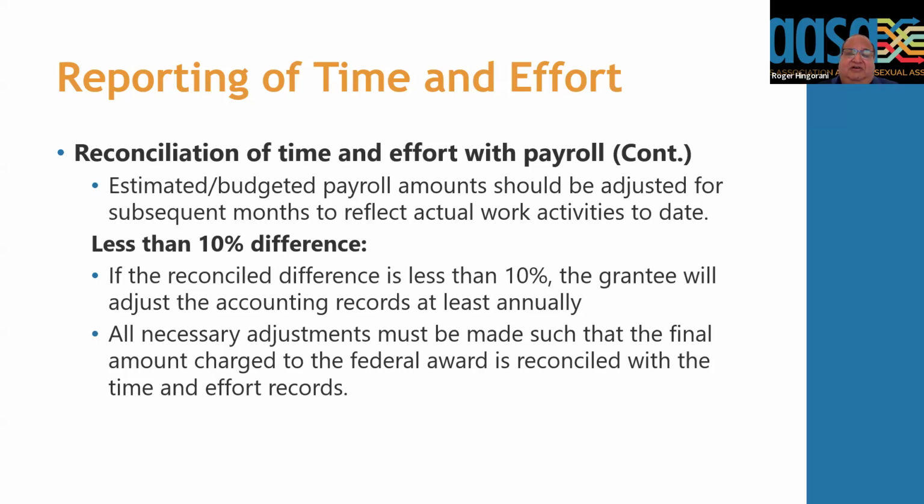At the end of the year, all necessary adjustments must be made such that the final amount charged to the federal award is reconciled with the time and effort records. At the end of the year, everything needs to match based on their time and effort. This is when the employees are actually reporting their time and effort on a monthly basis. So it's really important that at the end of the year, everything matches. And you don't have to make these changes, like I said, if it is less than 10%.